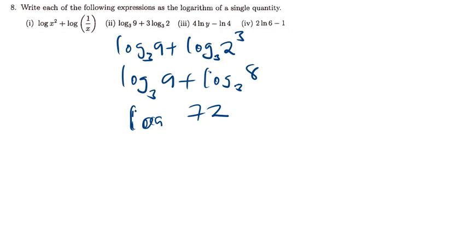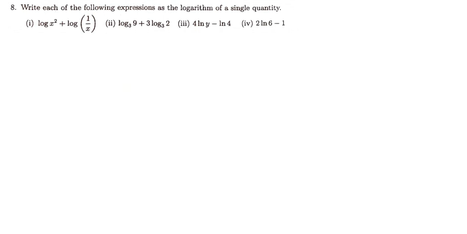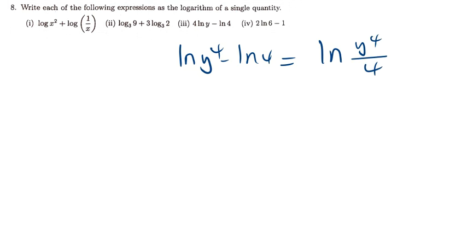If we go to the next one, it's the same thing where you are going to shift the 4 to be the power, so it's going to be ln y to the power 4 minus ln 4. The base is e, so this will be expressed as ln base e of y. Now there is a minus here, so you're going to divide, so there will be y to the power 4 divided by 4. That's the answer.